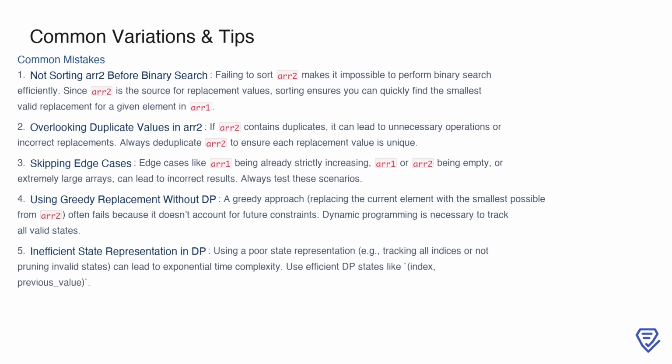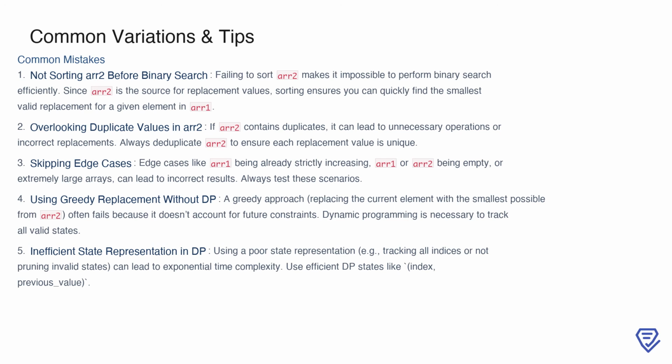Skipping edge cases is another frequent pitfall. For example, you should test situations where ARR1 is already strictly increasing, or when either array is empty, as these scenarios can expose hidden issues in your solution. Additionally, relying solely on a greedy replacement strategy without dynamic programming is problematic. Greedy methods often fail to account for future constraints, while DP allows you to track all valid states comprehensively.